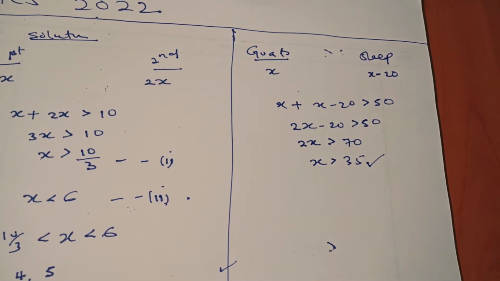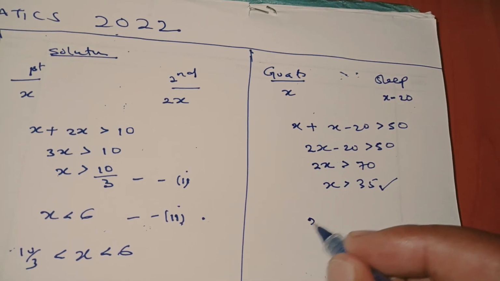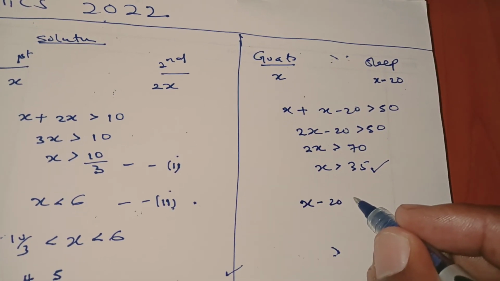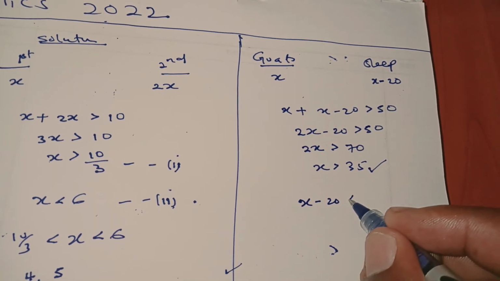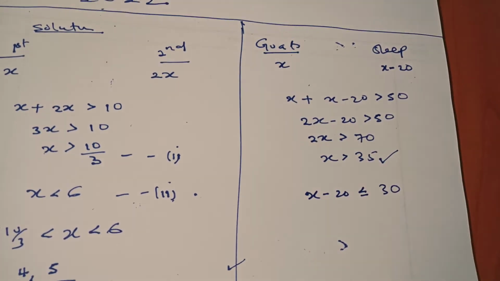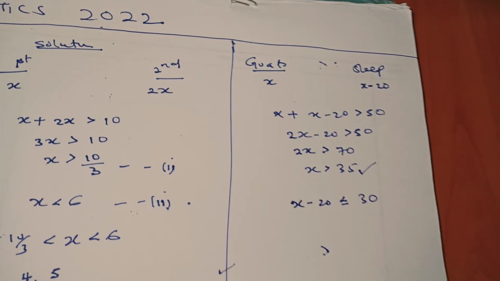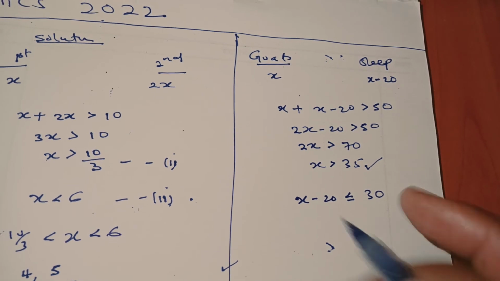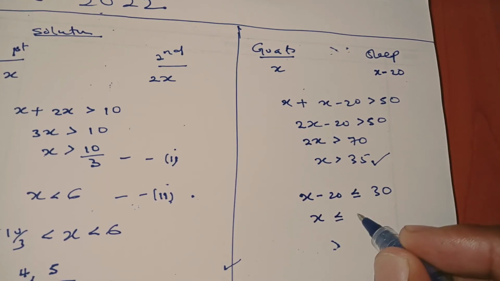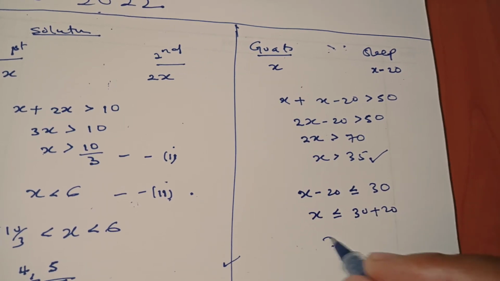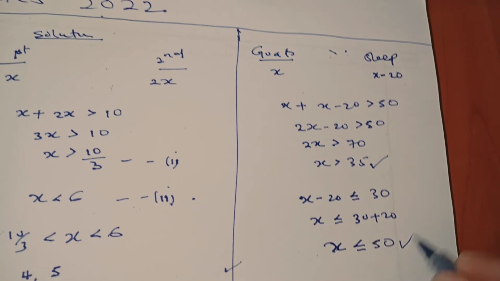The second part is saying that the number of sheep should not be more than 30. Because we know the number of sheep is x minus 20, this should not be more than 30, so it should be less than or equal to 30. Remember, the phrase should not be more than simply means less than or equal to. So x is less than or equal to 30 plus 20, so x is less than or equal to 50. So we got another inequality here.